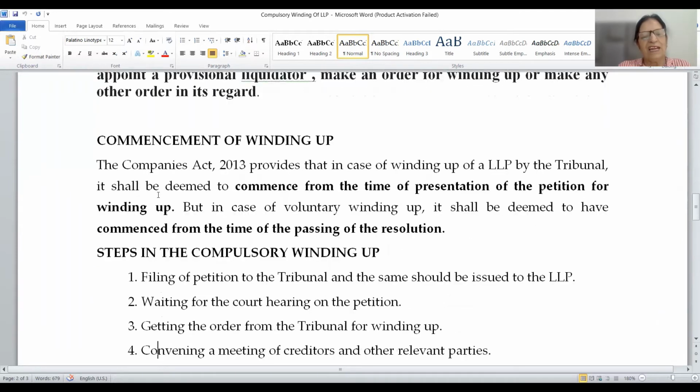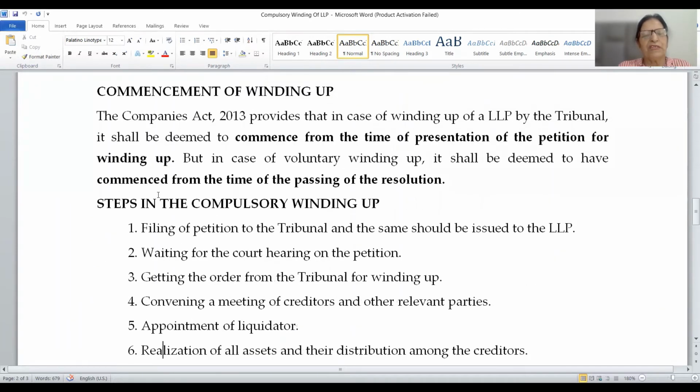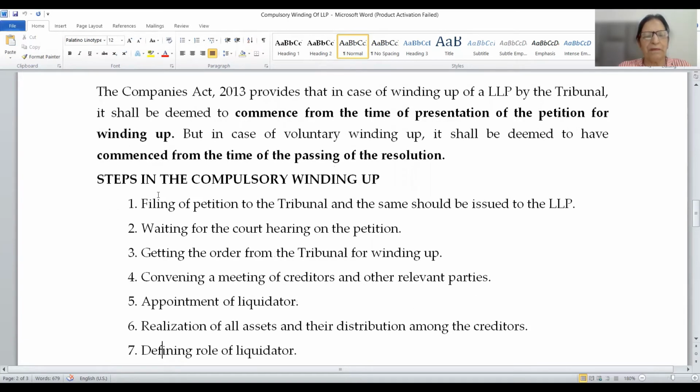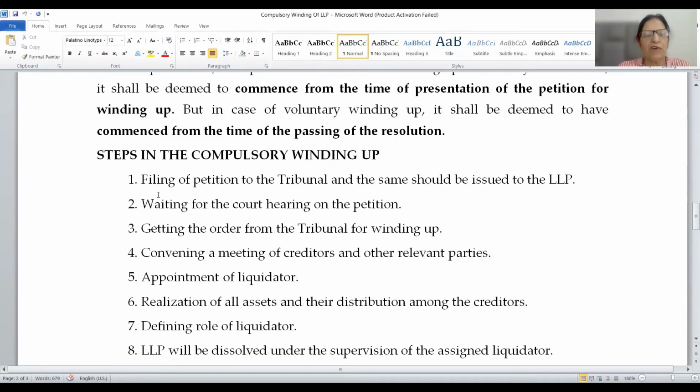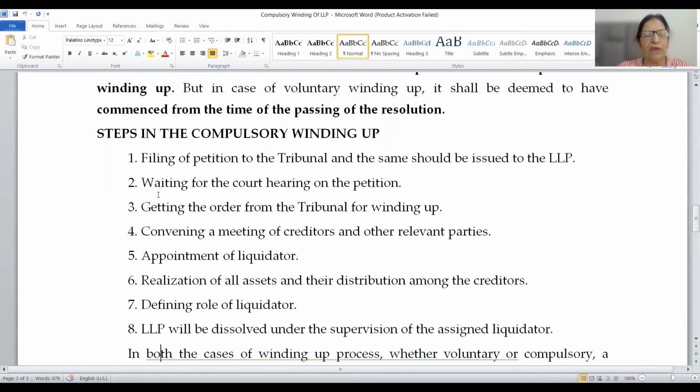And now the last heading I'm going to take up, which is the various steps in the compulsory winding up of LLP. There are various steps involved in the compulsory winding up of LLP. In fact, there are 8 points. The very first point is filing a petition to the tribunal, and the same should be issued to the LLP.